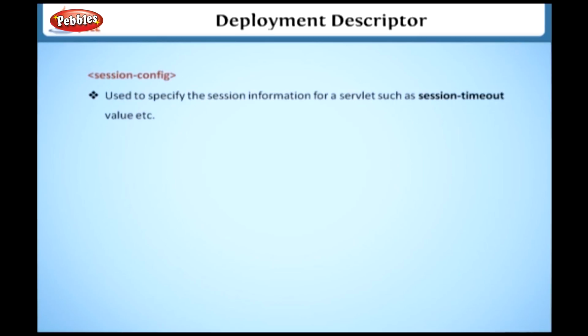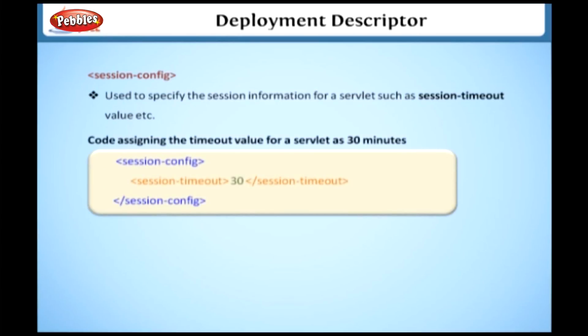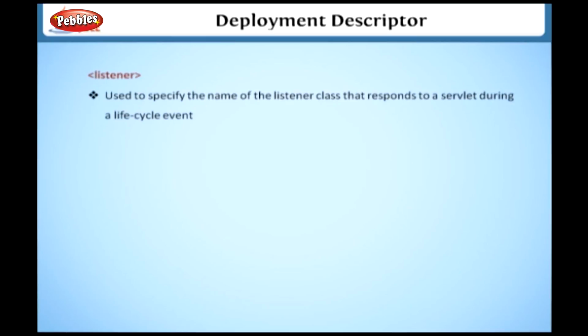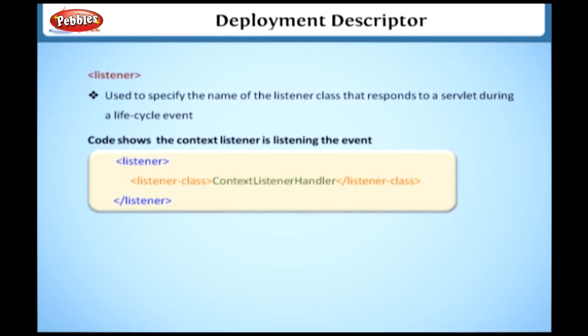Session config. It is used to specify the session information for a servlet such as the session timeout value. The code that assigns the timeout value for a servlet as 30 minutes is given here. Listener. It is used to specify the name of the listener class that responds to a servlet during a life cycle event. The code shown here tells the application the context listener is listening to the event.